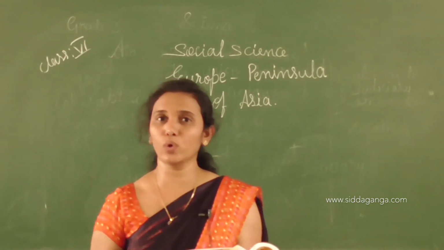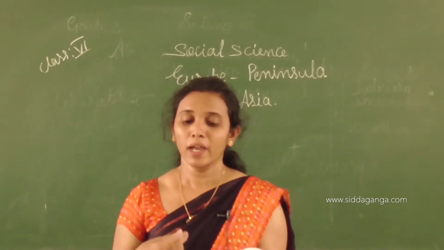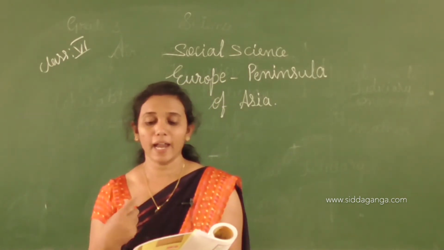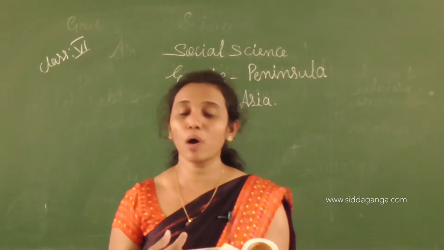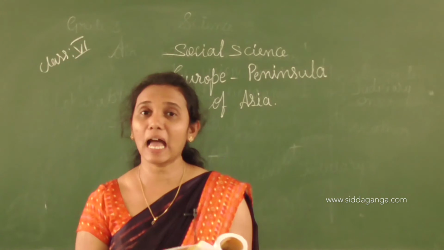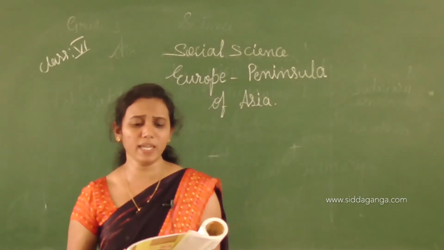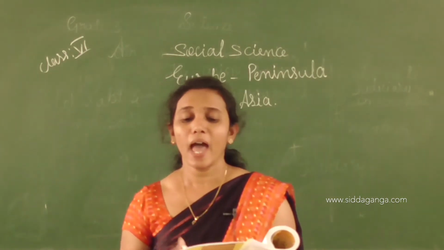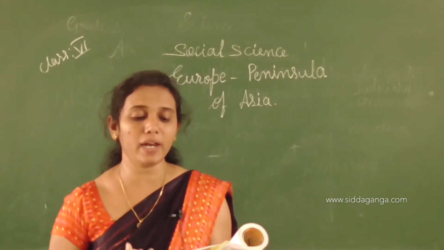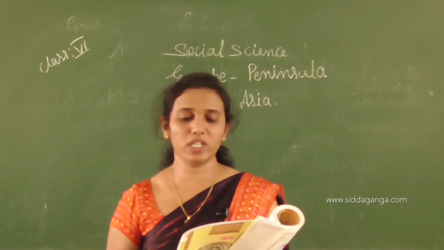To the east of Europe lies the continent of Asia, which is separated from it by the Ural Mountains, Caucasus Mountains and the Caspian Sea. To the south of it lies Africa. The above mentioned boundaries are not barriers between Asia and Europe. Hence together Asia and Europe are known as Eurasia. What is it known as, children? Eurasia. Okay.